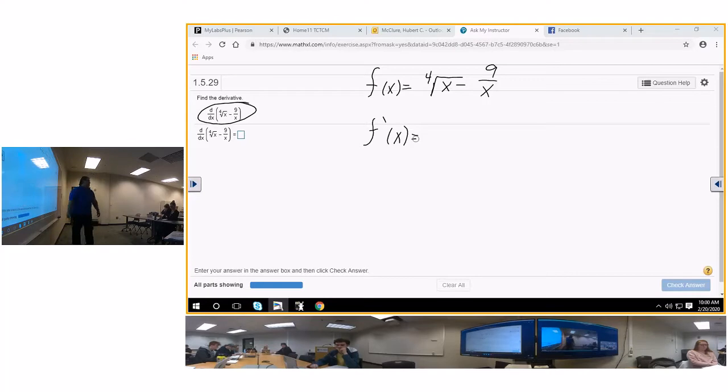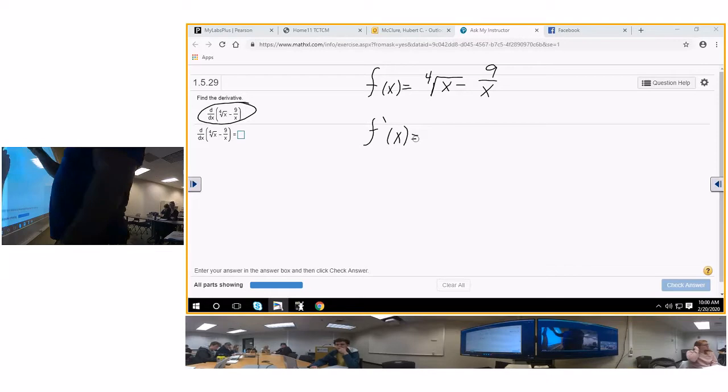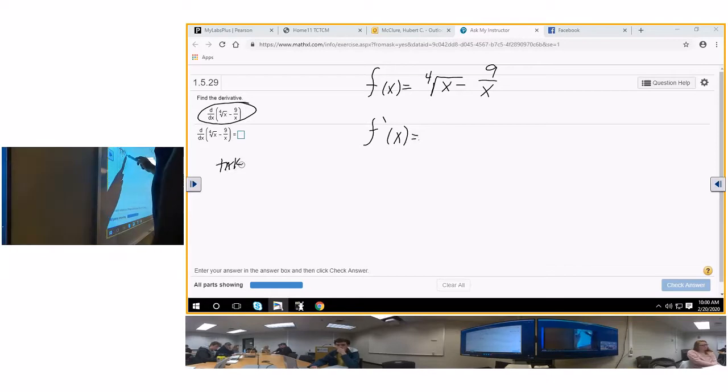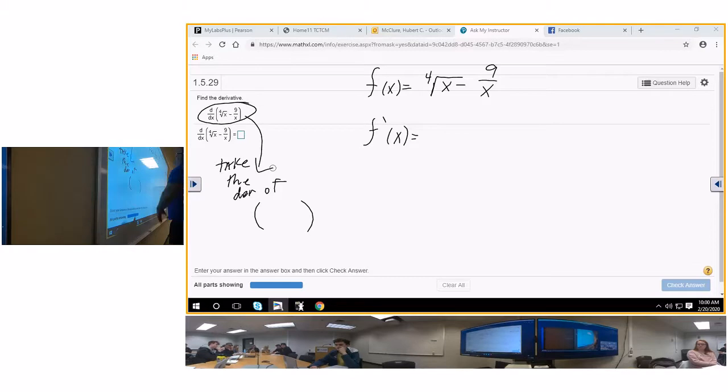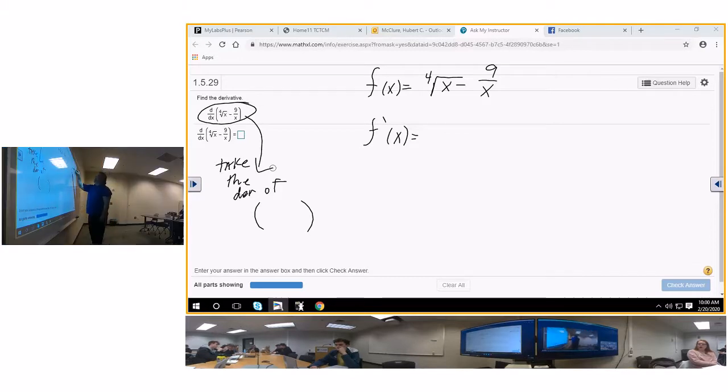Okay? Or you could write it like this, and this says take the derivative of whatever's in the parentheses. That's what that means. So however you want to write it, you could say y is equal to the 4th root of x minus 9 over x. And then y prime is equal to whatever. So don't let the way that they write it confuse you.